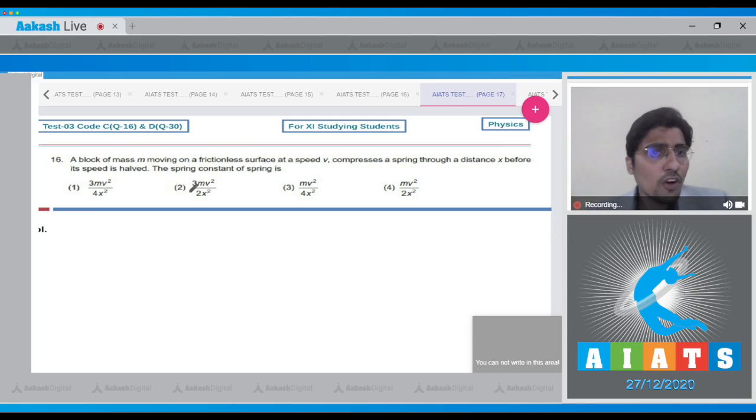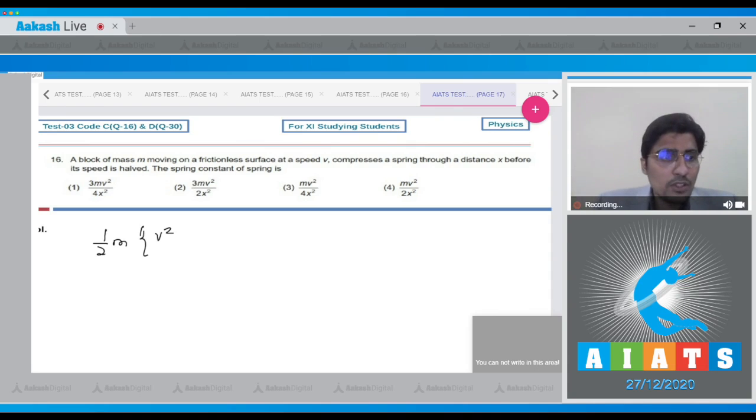Question 16 says a block of mass m moving on a frictionless surface at speed v compresses a spring through a distance x before its speed is halved. The spring constant of the spring is. Student, we can use the conservation of energy: the change in kinetic energy will be equal to the change in potential energy of the spring.